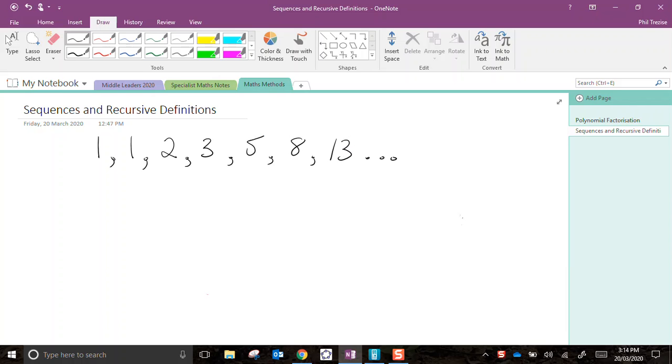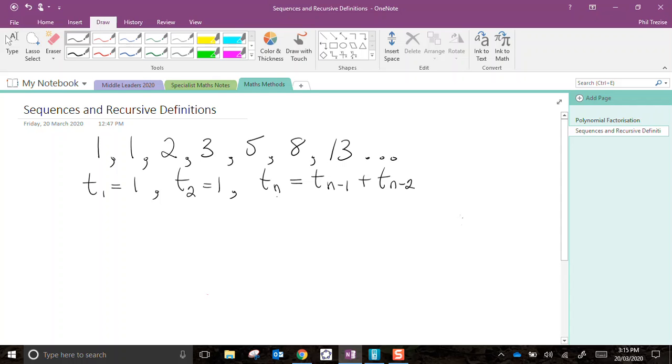Now, how would we define this mathematically? Well, we would simply state that the first term equals 1. T1 is the first term, term number 1. The second term equals number 1. And from here on in, we used a rule. The rule stated that to find a term in the sequence, we would add the one before that to the one before that.